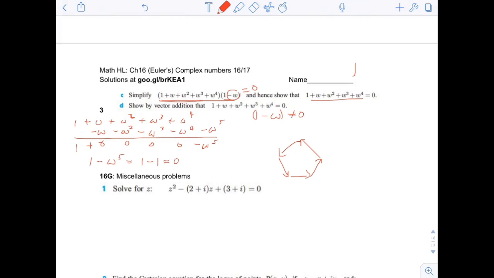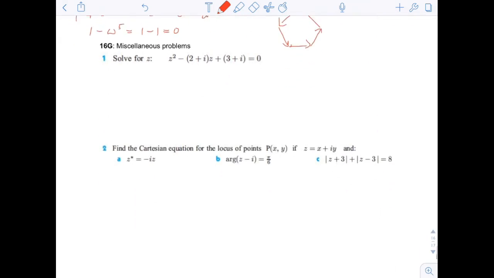My drawing is not a perfect pentagon, but if you do vector addition with these 5 vectors, they will come back to the exact same position you started with. It forms a regular polygon. So that's why if you add up 1, omega, omega squared, omega cubed, and omega fourth, you arrive exactly where you started from.